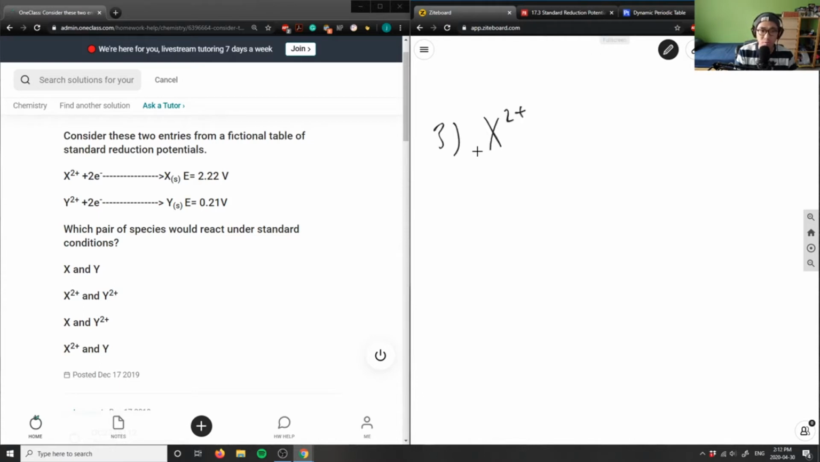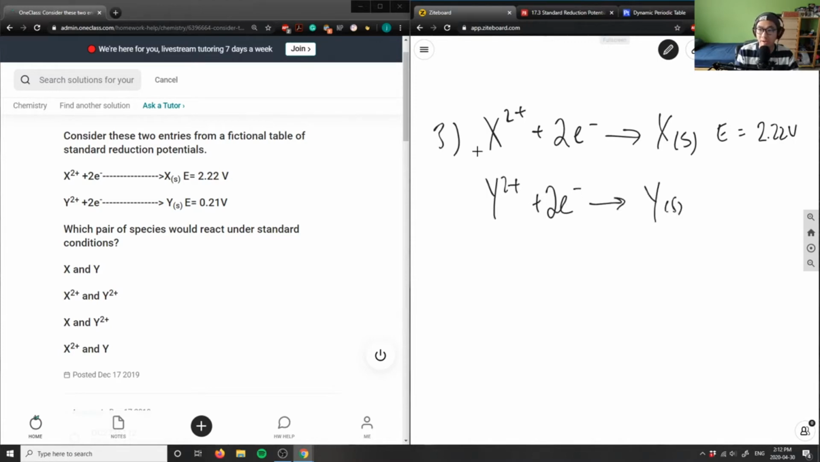So X2 plus 2e minus would get me X solid. This E here would be 2.22 volts. And then Y2 plus 2e minus gives me Y solid. E would be 0.21 volts here. So it's asking which pair of species would react under standard conditions here.